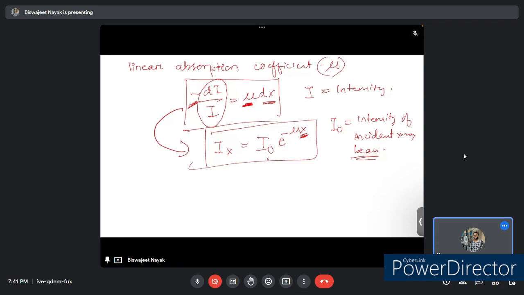But when we replace this linear absorption coefficient with the mass absorption coefficient, this equation we can otherwise write as mu by rho, just by multiplying and dividing by rho.